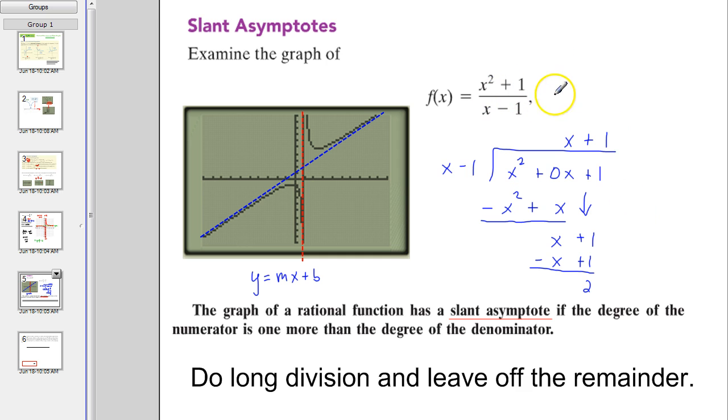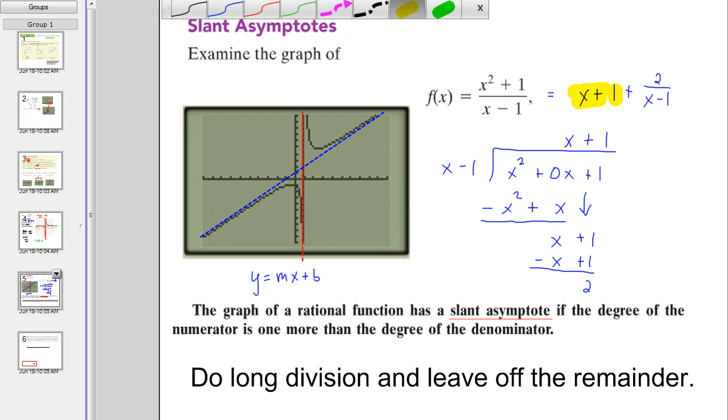So technically this is equal to x plus 1 plus, because that's a positive, 2 over x minus 1. Alright, that's what this is equal to. But for the purposes of the slant asymptote, it's just the quotient. Okay, it's only this part. We don't include the remainder. It's like it's not even there. So this slant asymptote is y equals x plus 1.